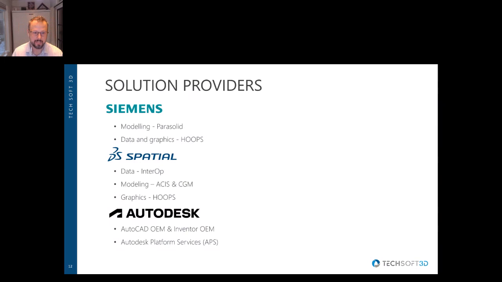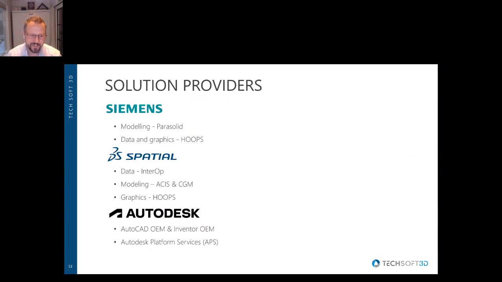They also have data and graphics provided by a toolkit called HOOPS, which is actually from Tech Soft 3D. Also in this space, we have Dassault Systèmes and their branch providing software development toolkits. It's called Spatial. They have their data toolkit bringing all that data in called InterOp. They also have a set of modeling kernels, ACIS and CGM, which comes from CATIA. They have two modeling kernels. Again, they use graphics from Tech Soft called HOOPS.